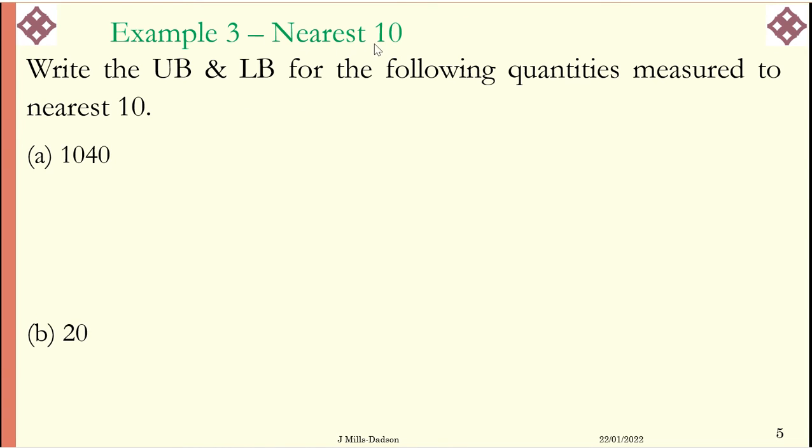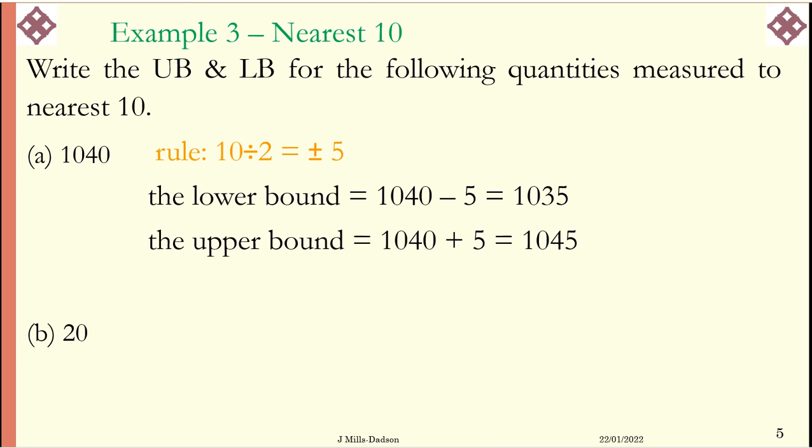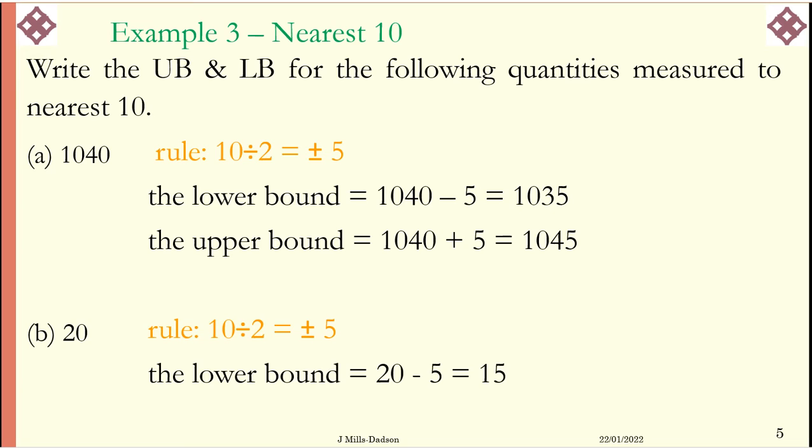Nearest 10. So the approximation clue here is nearest 10. So we take 10 and we divide it by 2 to create the upper and lower bound for these two numbers. So we're going to be plus or minus 5. So for 1040, lower bound will be 1035. Upper bound 1045. Similarly, for 20, lower bound is 15 and upper bound is 25.